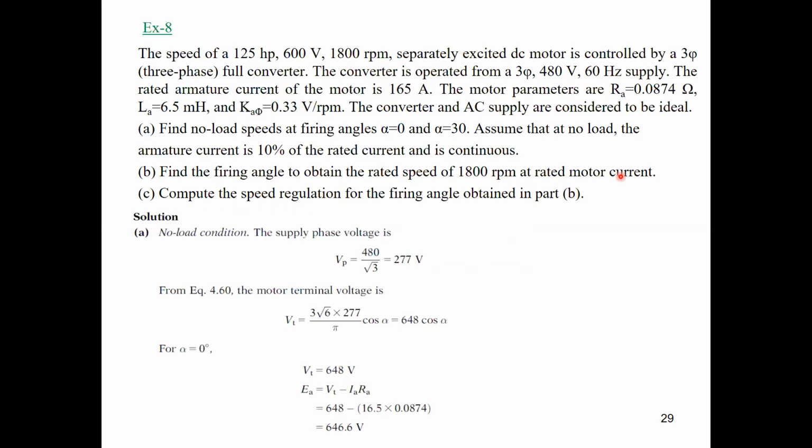In a closed loop control system, we will have a reference speed, which is here 1800, and we have a limit for current, which is 165 ampere. Based on these values, we have to tune the PI controller in order to find the suitable firing angle to achieve the voltage which will obtain this speed. So simply, in calculation, we can do that.